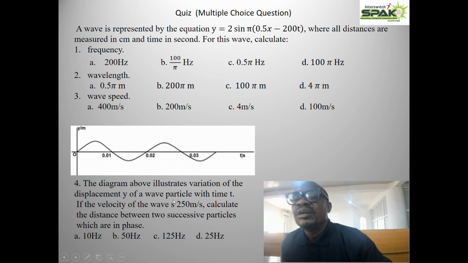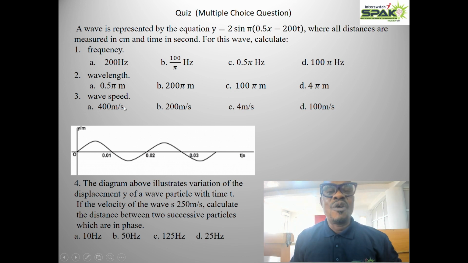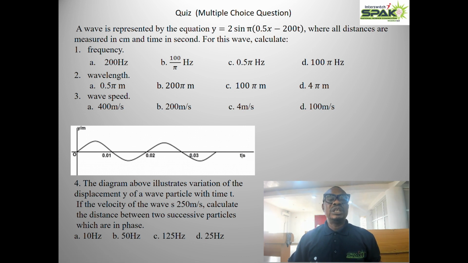All right, guys, let us see how we can evaluate our understanding with these questions. Let's take the first one, question 1, 2, 3. We are going to use this to answer the question. A wave is represented by the equation y equals sine pi into 0.5x minus 200t, where all distances are measured in centimeters and time in seconds. For this wave, calculate. So let us quickly calculate.